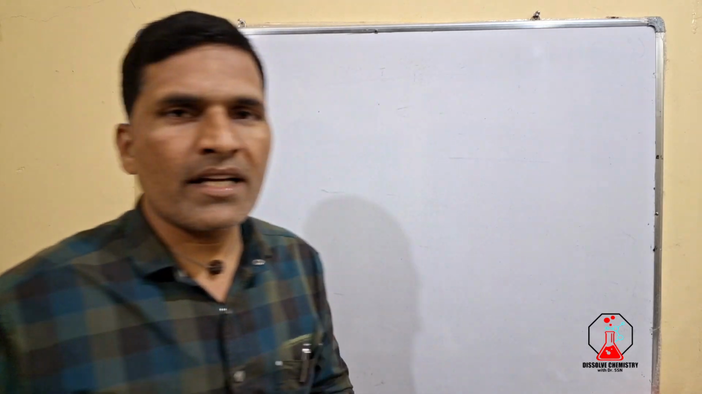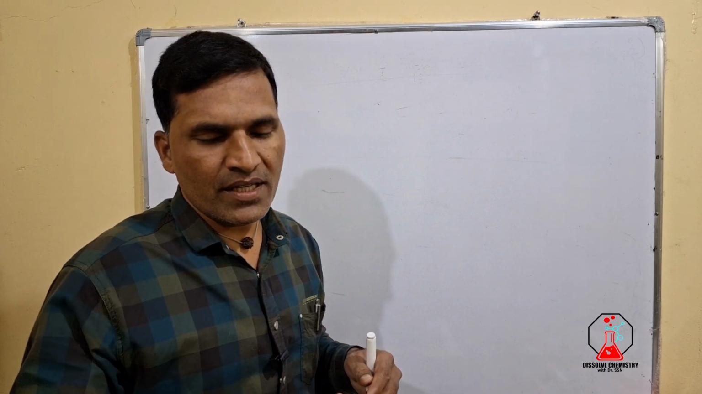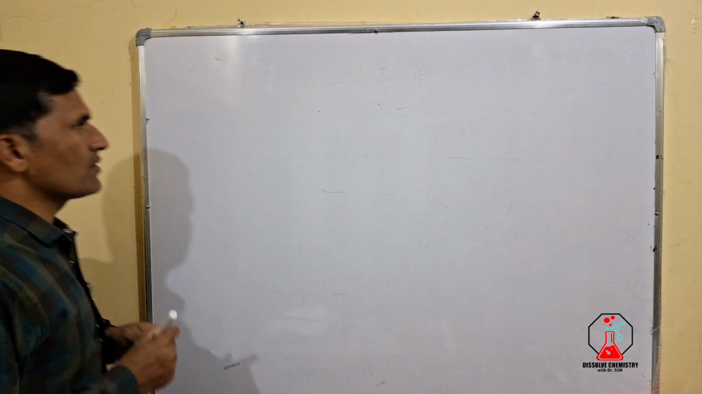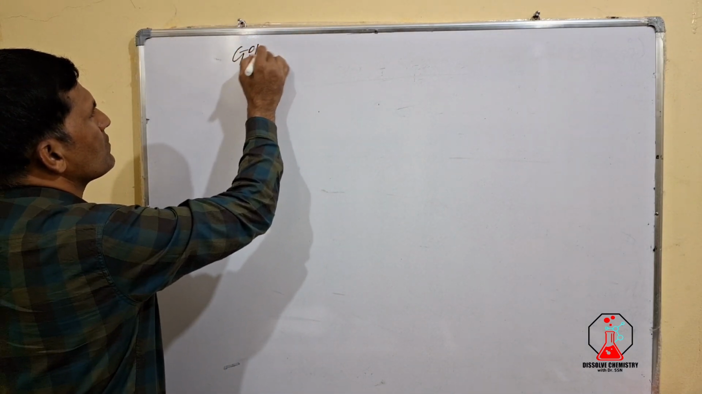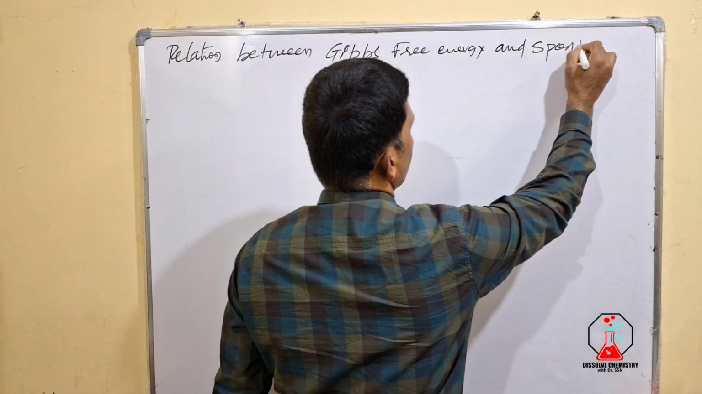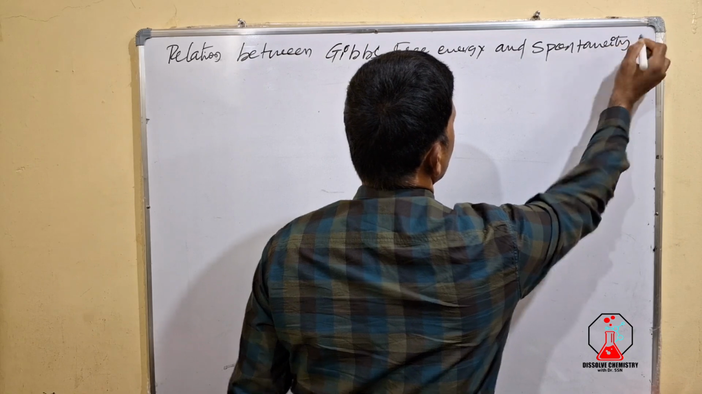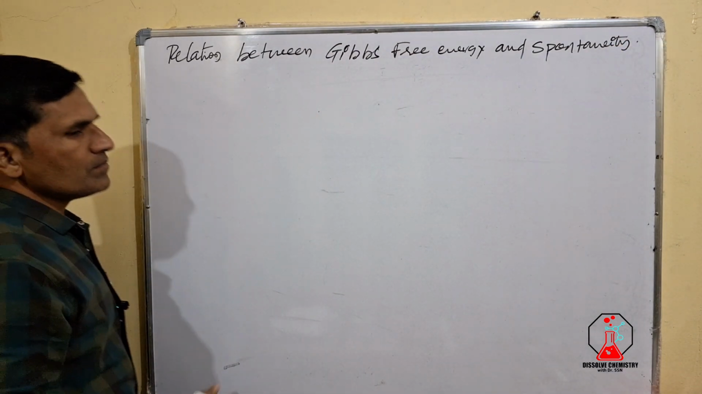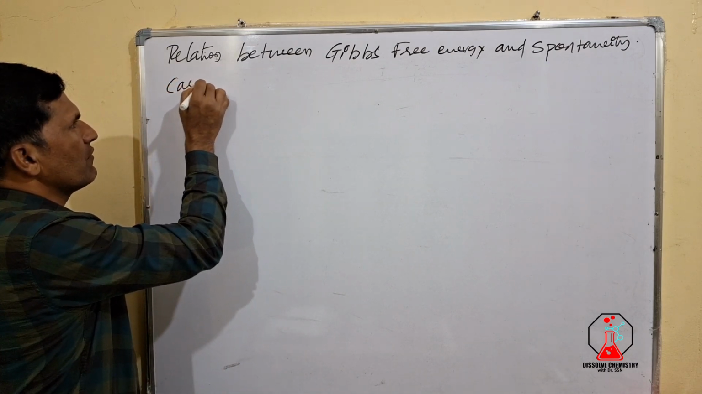So for that we will take 4 situations. In all those 4 situations, we will consider what happens to your Gibbs free energy at 2 different temperatures. Okay, so let us look into the relation between Gibbs free energy and spontaneity. So we will take, for example, case 1.